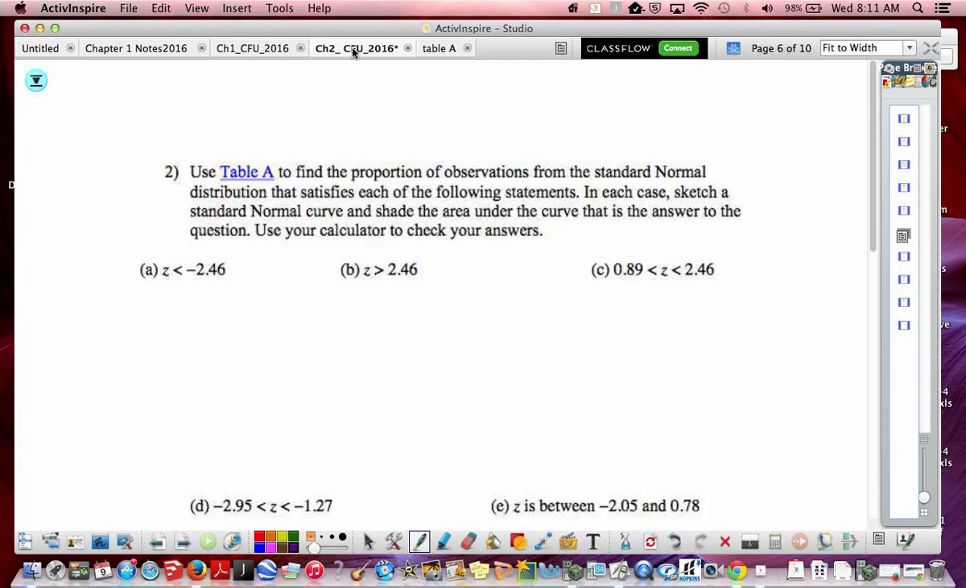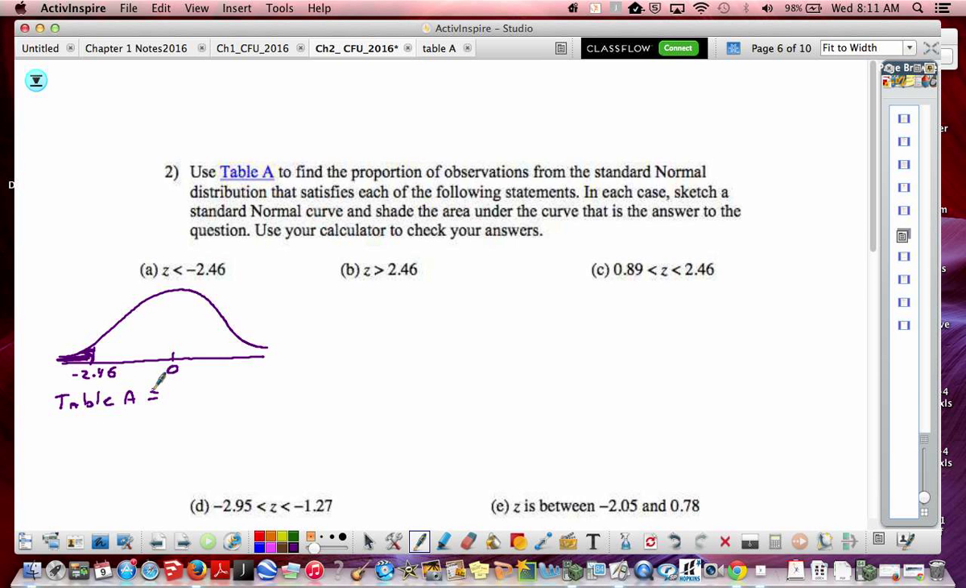So on the first one it says, show me the proportion of scores that are less than negative 2.46 standard deviations away from the mean. Remember, on a standard normal curve, 0 is at the mean. So I'm looking at negative 2.46 standard deviations or less. So I'm looking at that little tiny area. So now, to find this value on table A, this is going to be a straight answer.